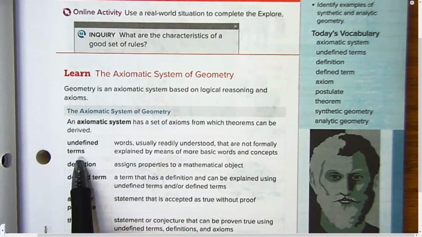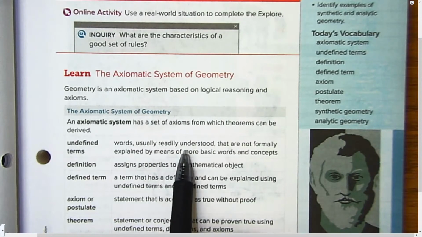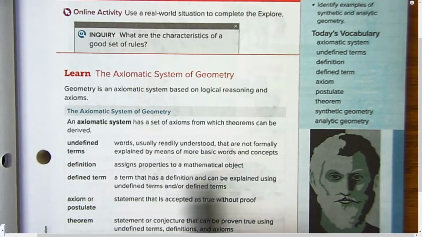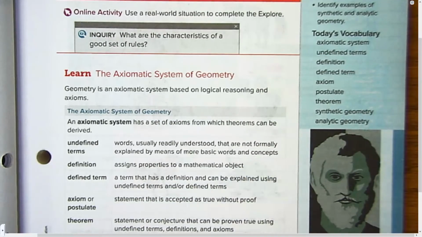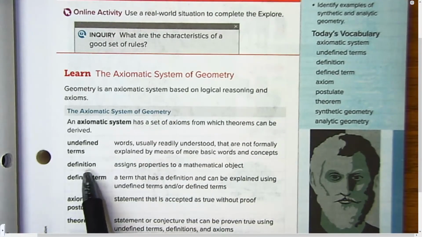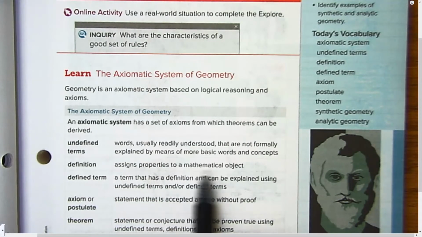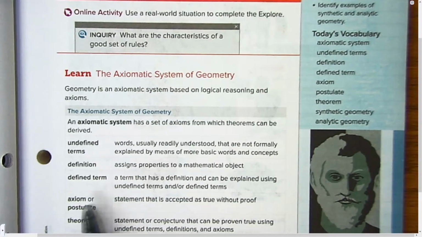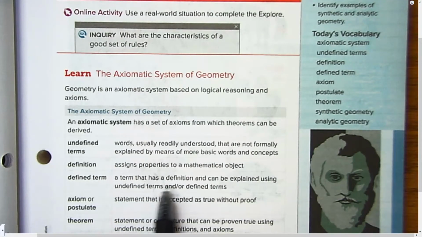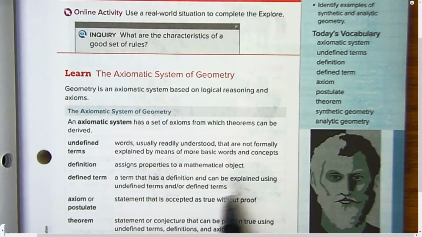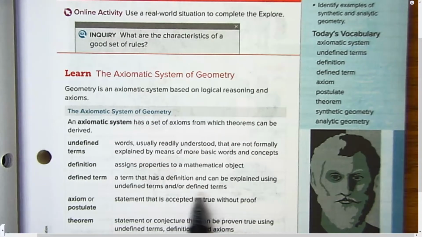Undefined terms. Words, usually readily understood, that are not formally explained by means of more basic words and concepts. Definition. Assigns properties to a mathematical object. Defined term. A term that has a definition and can be explained using undefined terms and/or defined terms.